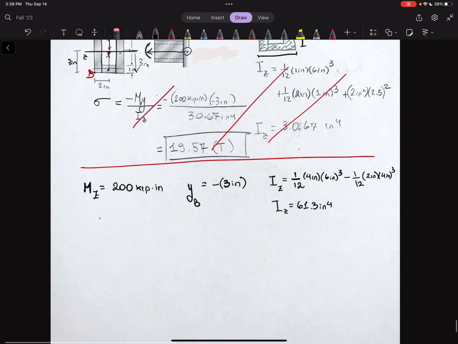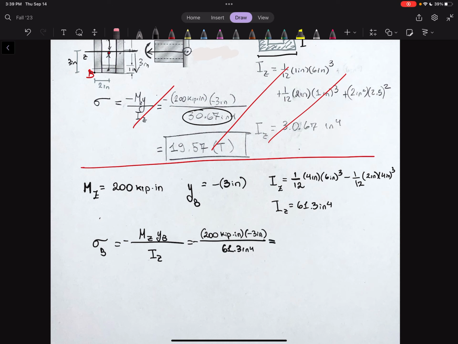So now that we have that, this is where I made the mistake. See, I got the negative 3, but I made the mistake there. What I'm going to do now is say that my sigma at B is equal to minus M_z y_B over I_z, which is equal to 200 kip times inches multiplied by negative 3 inches. There's a negative in front, remember, over 61.3 inches to the fourth.